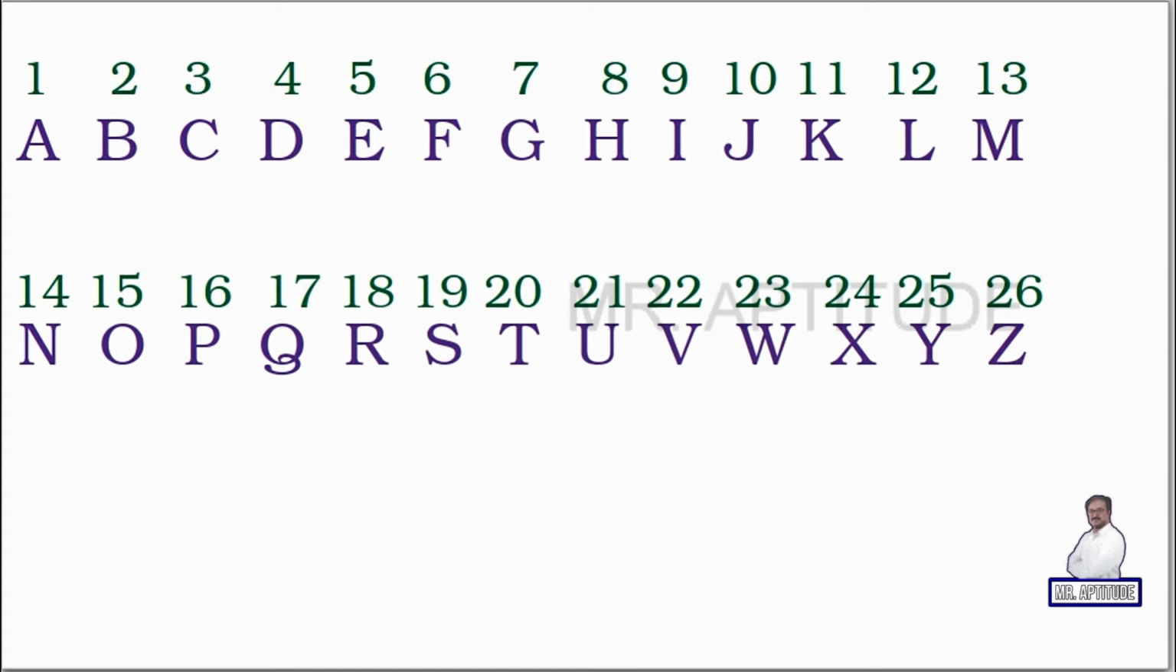As A is the first letter of the English alphabet, A's place value is 1. As B is the second letter, B's place value is 2. In the same way, Z and its place value is 26. You should get used to these numbers or these place values. That will make your work really very easy.